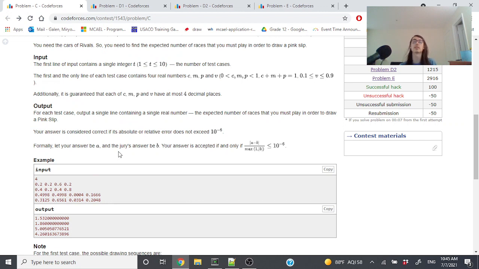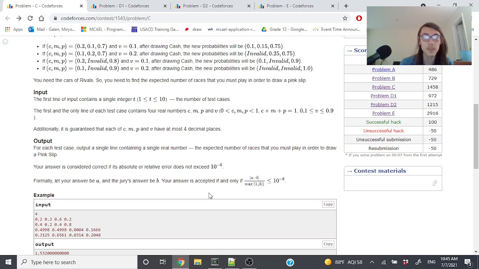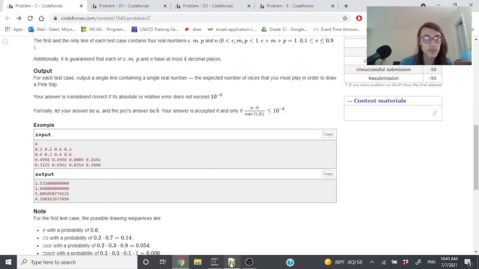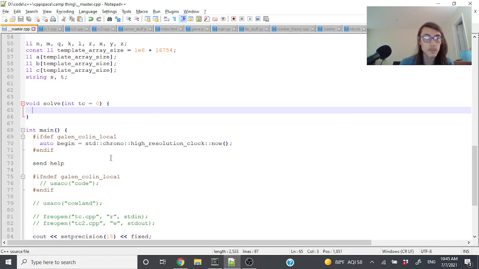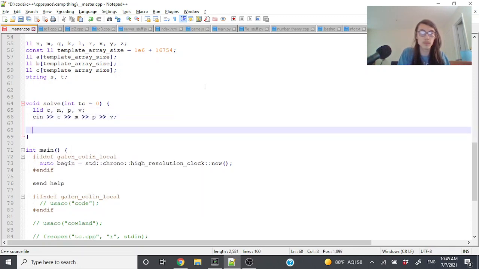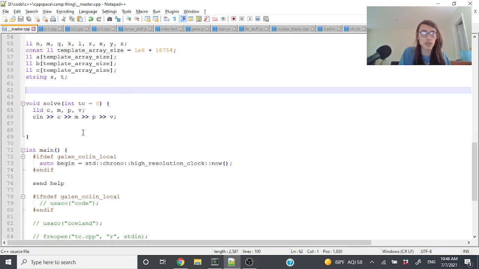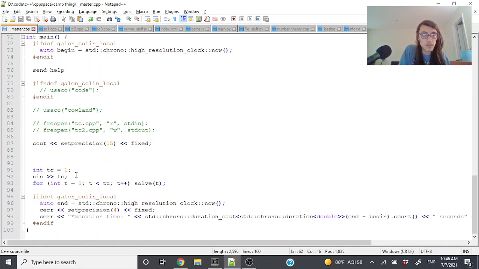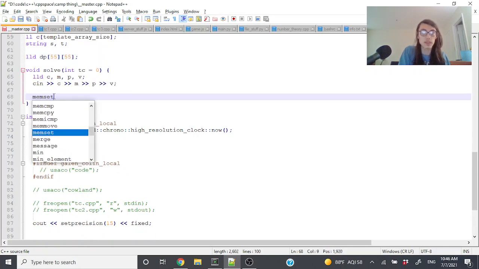So what matters is the number of C's we've had and the number of M's we have. And also we have to make sure it's a valid sequence, but I guess the way to go is some sort of DP thing. Okay, so we have multi-tests, memset dp 0, size of dp.